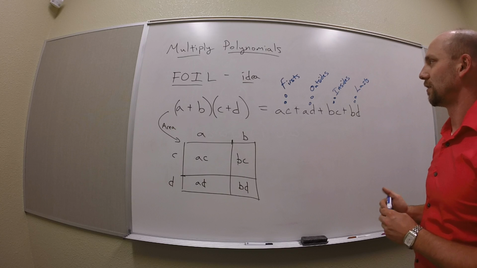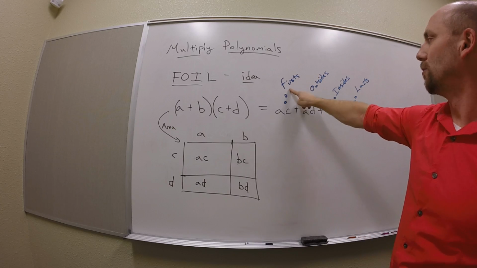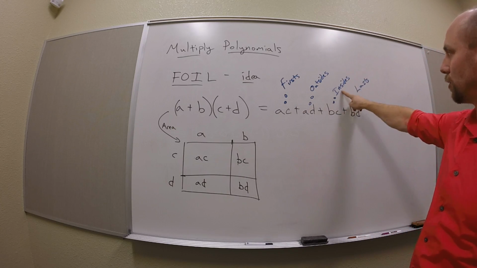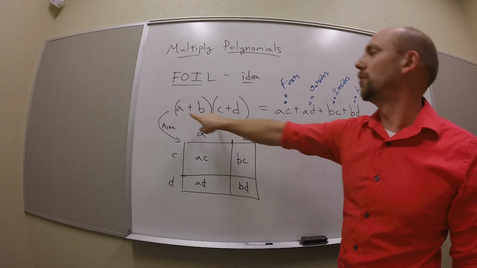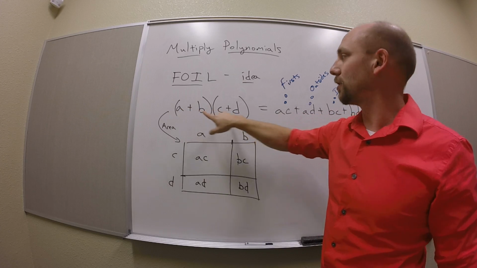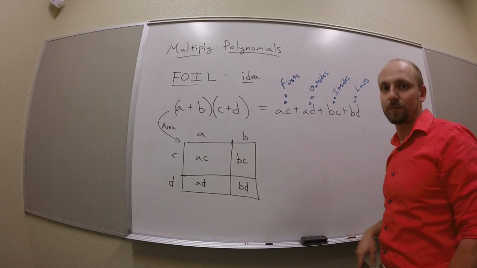So FOIL, right, is just a way to remember that you multiply the first, you multiply the outsides, you multiply the insides, you multiply the lasts together. Remember, that only works when you have two things added together times two things added together. Cool?